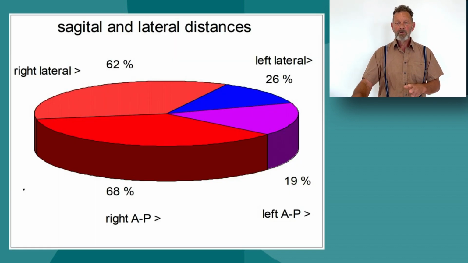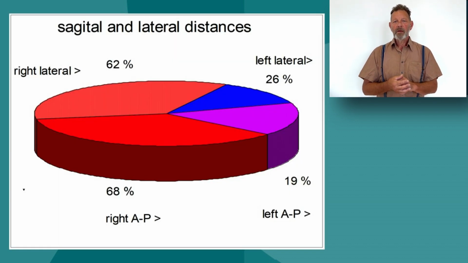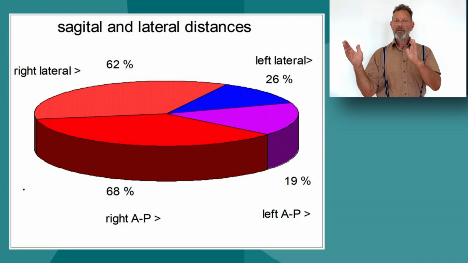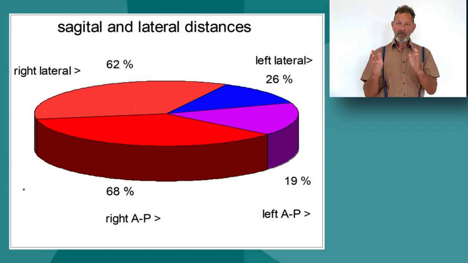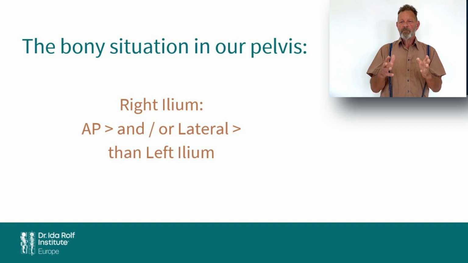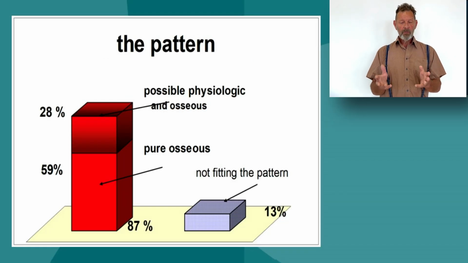And what came out was very interesting. In most of the people, we find an enlarged lateral distance. That means the right ilium is larger to the side than the left one, or also the anterior posterior distance. That means the right ilium is bigger, it's increased. What we till then thought to be just a pelvic outflare or a torsion of the pelvis is an increased right ilium. The bone is bigger.